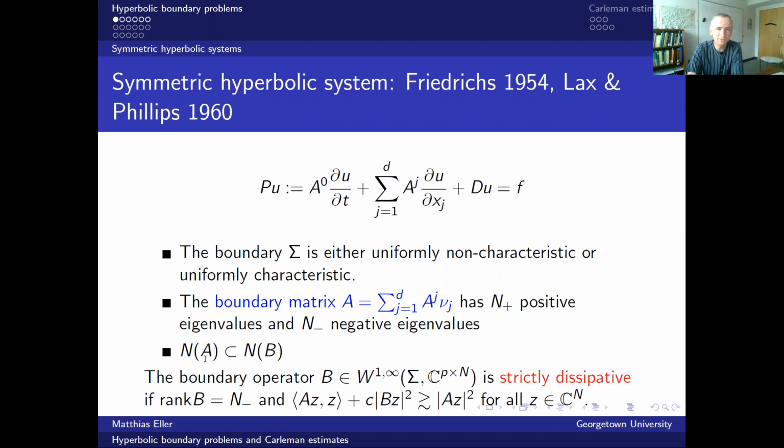Then the null space of A is a subset of the null space of B, and the boundary operator has Lipschitz coefficients. I call it strictly dissipative if its rank matches the number of negative eigenvalues, and I have this kind of inequality, so to speak, that together with the boundary matrix, I get something positive, at least on the image of A.